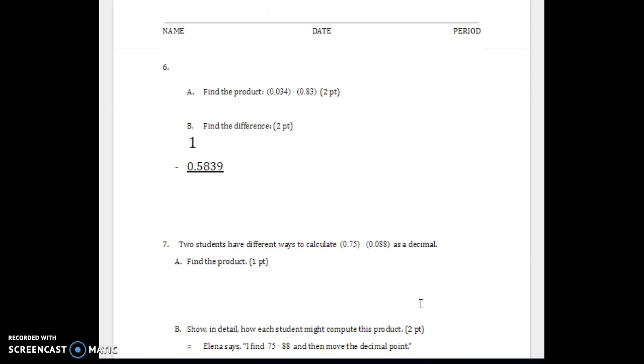Number 6. A. Find the product. 0.034 times 0.83. B. Find the difference. 1 minus 0.5839.